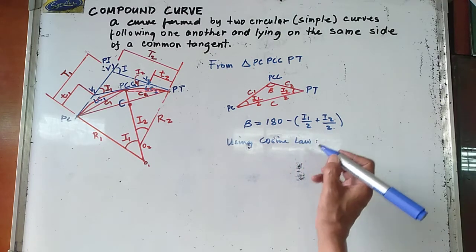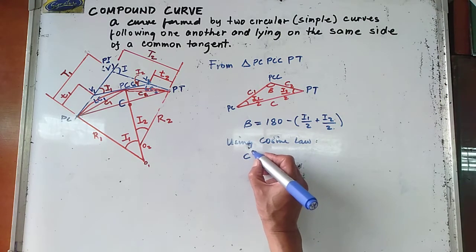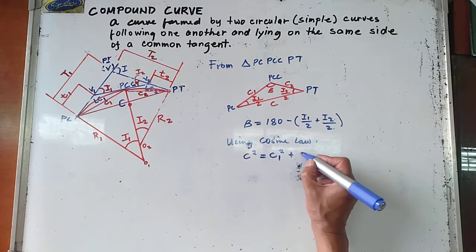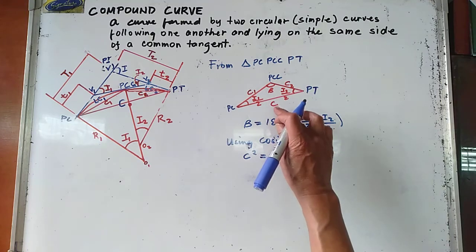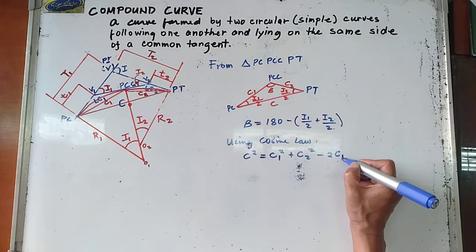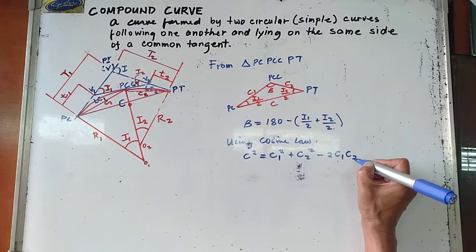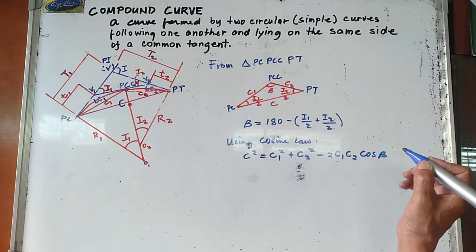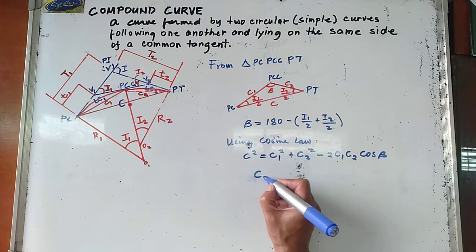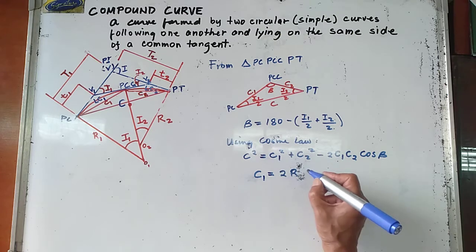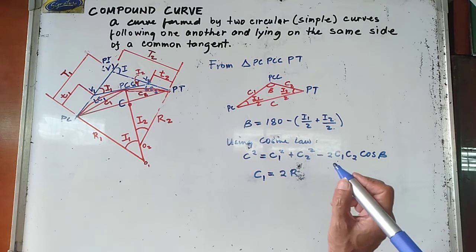Using the cosine law, c squared is equal to c1 squared plus c2 squared minus 2 c1 multiplied by c2 cosine of beta. How are we going to determine again the long chord of a circular curve? The long chord of a circular curve, C, is equal to 2R sine I all over 2.